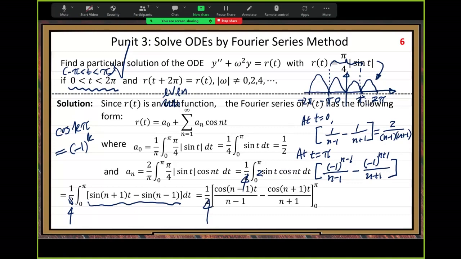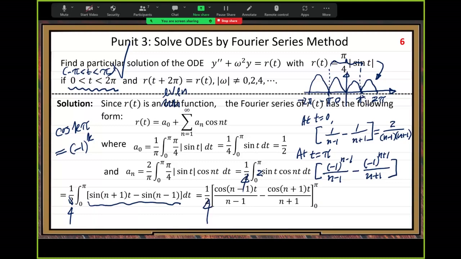But here, n minus 1 and n plus 1, are they the same? Negative 1 to the n minus 1 and negative 1 to the n plus 1 are the same, because the difference is 2. So they have the same parity: both even, both odd, both 1, both negative 1. The two exponents have the same parity.